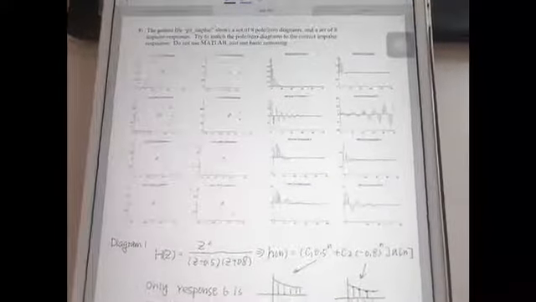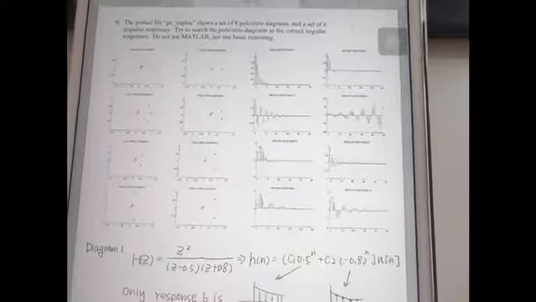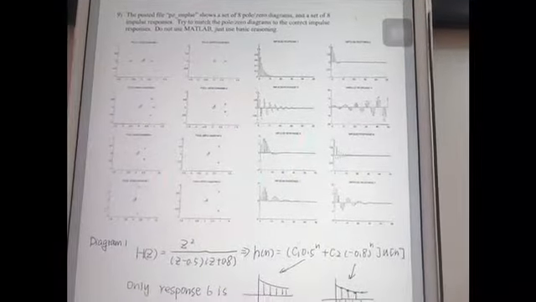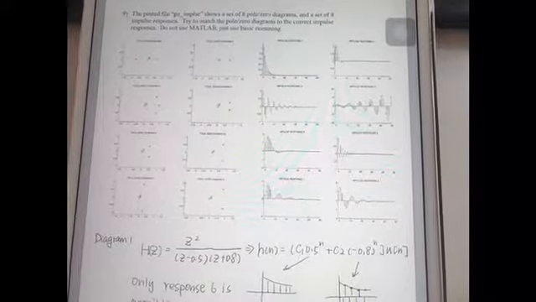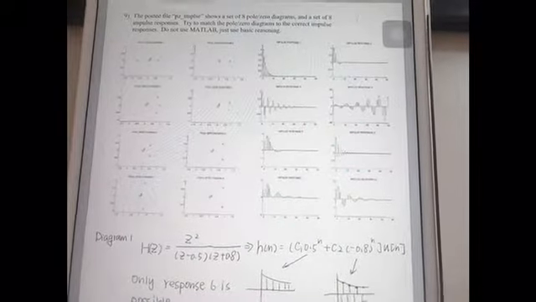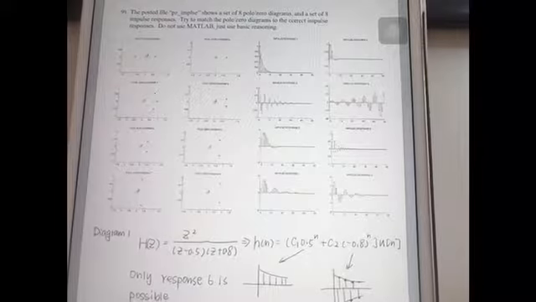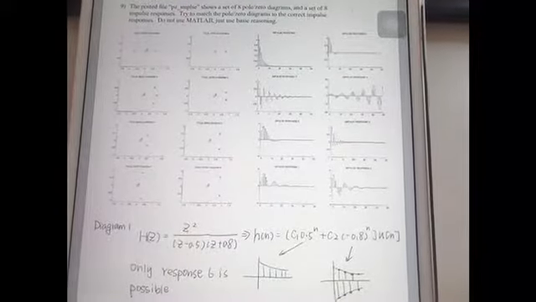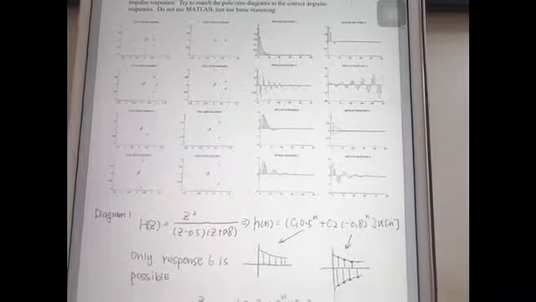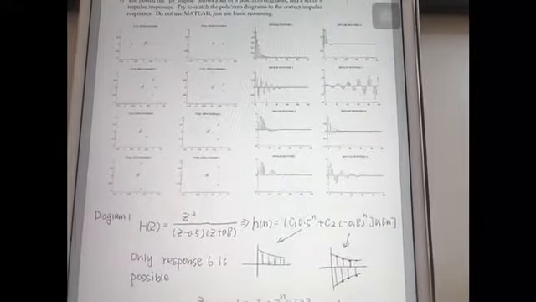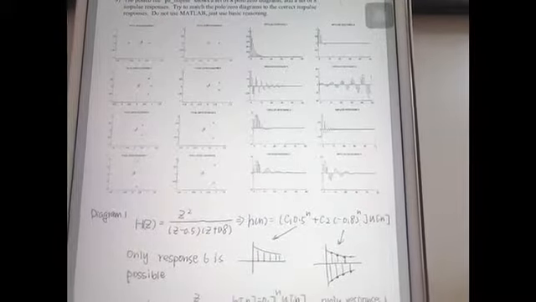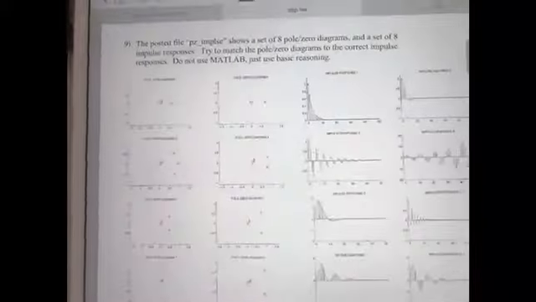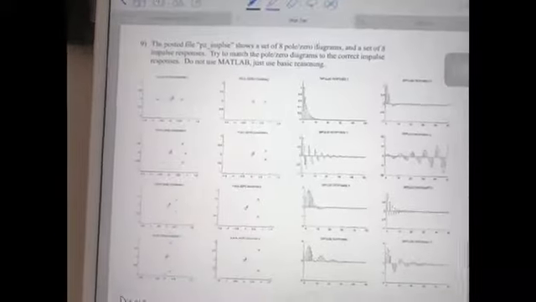Let's come to question 9 in homework 3. The question provides us 8 pole-zero diagrams and 8 impulse responses, and asks us to match each diagram to the correct response, using just basic reasoning and not other analytic tools. So we first have a look at the first diagram.